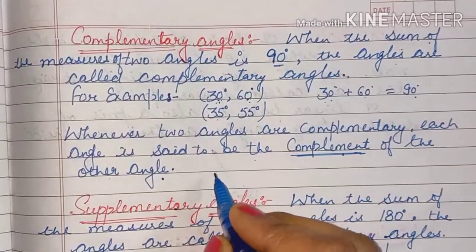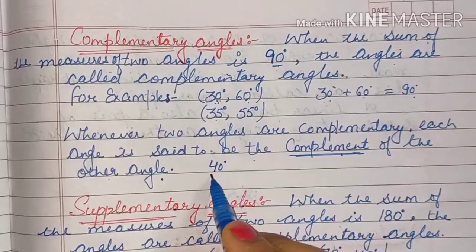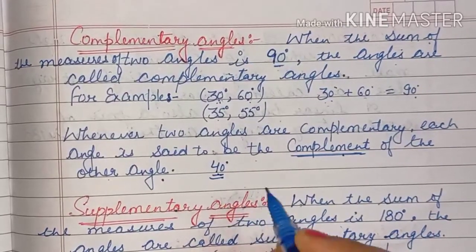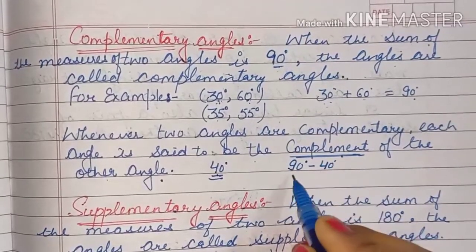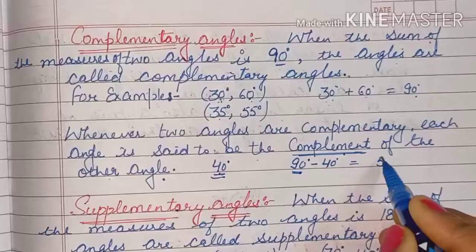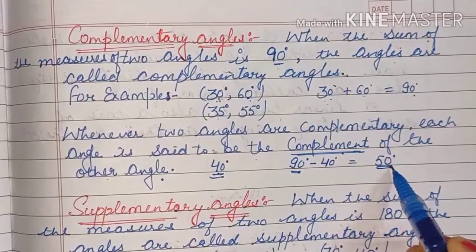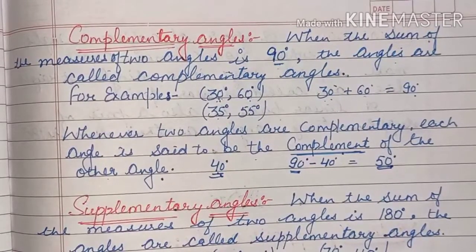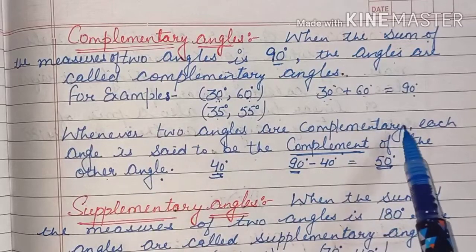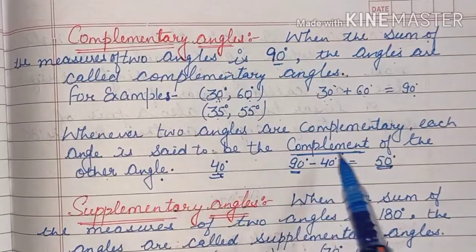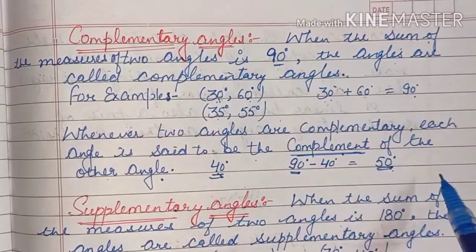Like if we are given an angle 40 degrees and we have to find its complement. So how do we find it? We will subtract 40 degrees from 90 degrees, and we have got 50 degrees. So 50 degrees is the complement of 40 degrees. Okay, so I think it is clear that when two angles are complementary, each angle is said to be the complement of the other angle. So 40 degrees and 50 degrees are complements of each other.